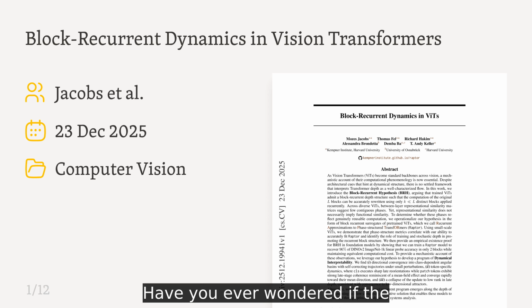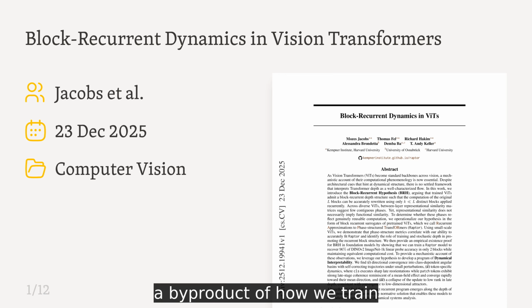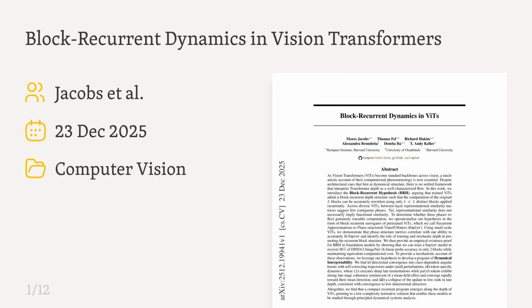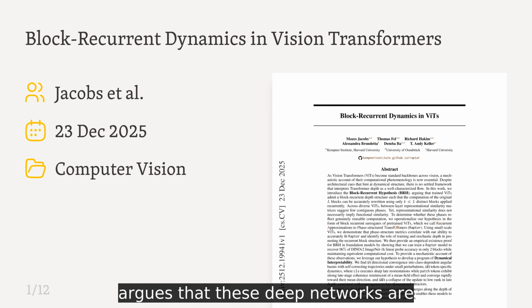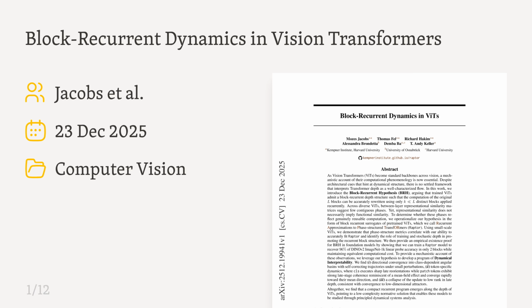Have you ever wondered if the massive depth of modern computer vision models is actually necessary, or just a byproduct of how we train them? The paper we are discussing today, Block-Recurrent Dynamics in Vision Transformers, argues that these deep networks are essentially running the same simple program over and over again.